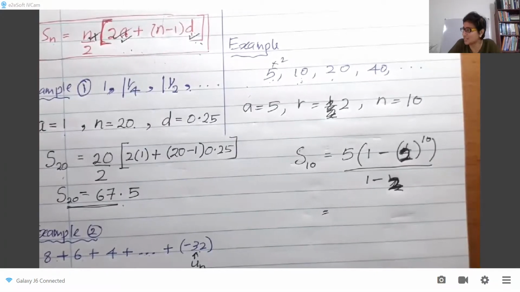You will get a huge answer. Can your calculator handle it? It might be too big an answer.